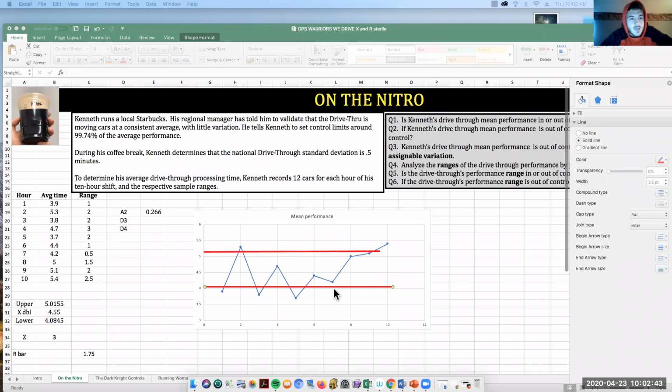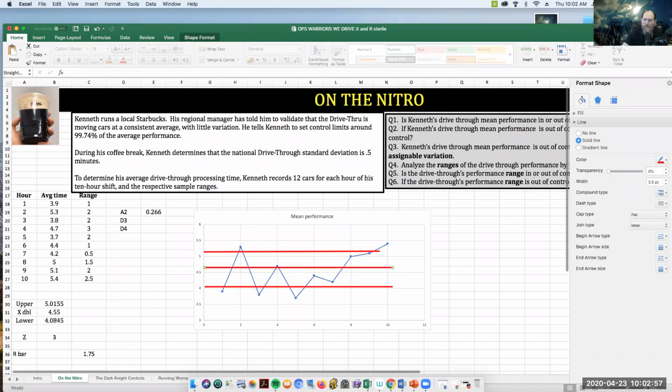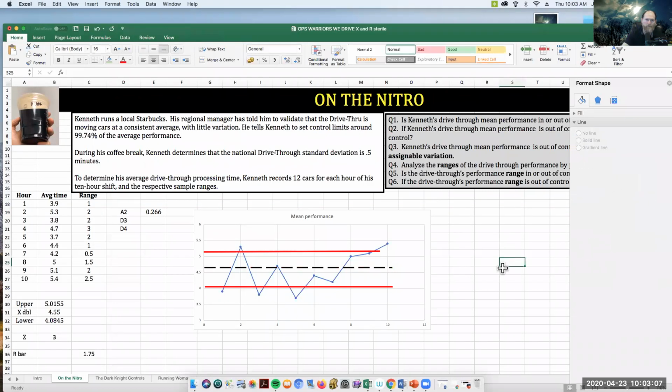Yeah, I think we should add the X double bar in the middle. Okay. Sounds good to me. And X double bar is just above 4.5. And I like to denote it differently so we can tell what we're talking about.